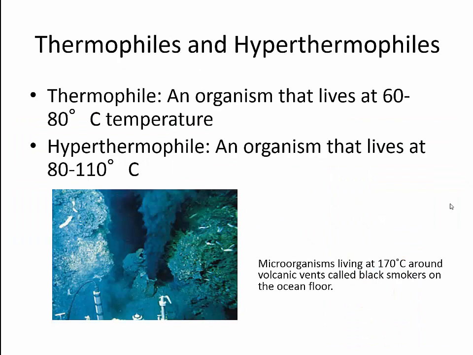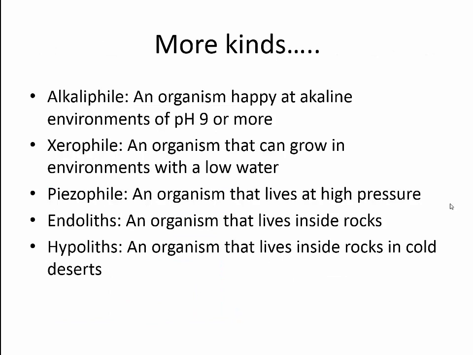Thermophiles are organisms that live in very high temperature, between 60 to 80 degrees centigrade. Those would be sort of like at the Yellowstone National Park in the geysers. But hyperthermophiles are extremophiles that live at 110 degrees centigrade. So those would be in the black smokers, volcanic vents in the ocean floor. That's where they live.